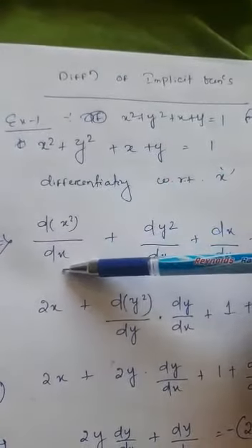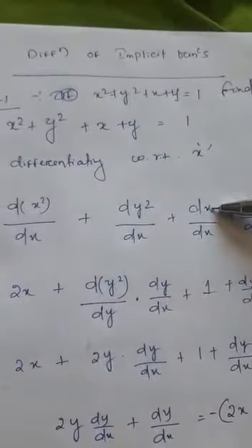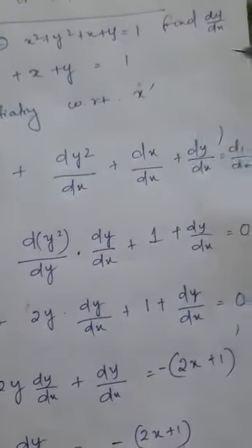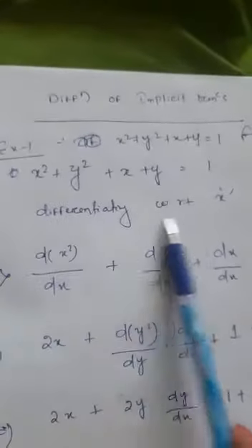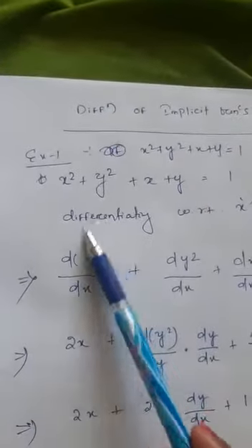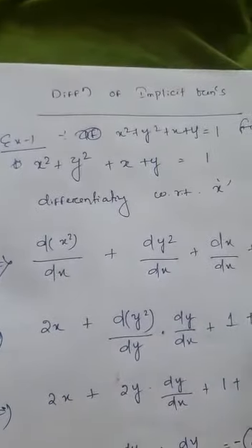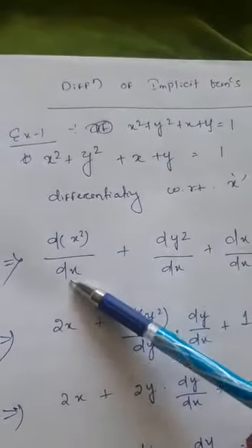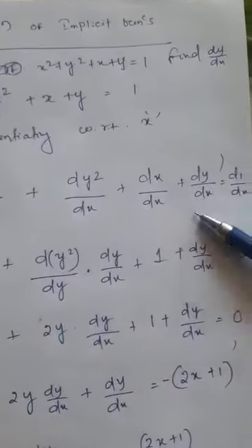Differentiation of x square with respect to x. Differentiation of y square with respect to x. Derivative of x with respect to x. Derivative of y with respect to x. Derivative of 1 with respect to x. To each and every individual term we have applied the derivative symbol.